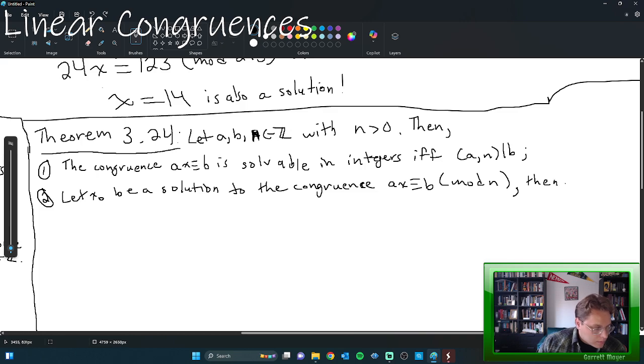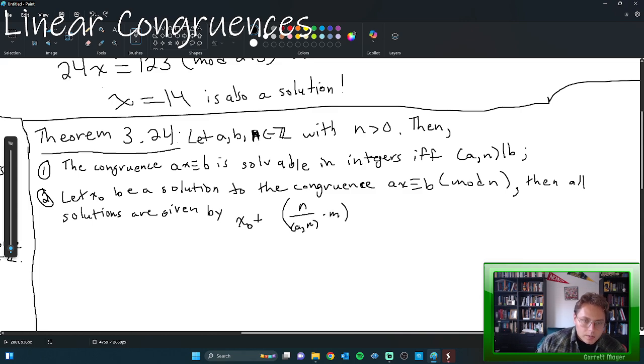Then all solutions are given by x naught plus n over GCD of a and n times m, for m equals 0, 1, 2, dot, dot, dot, GCD of a and n minus 1.